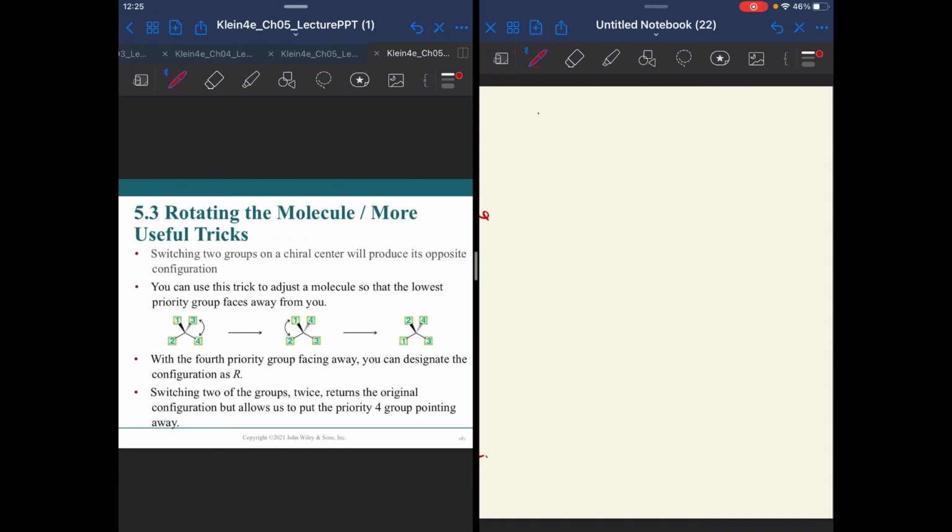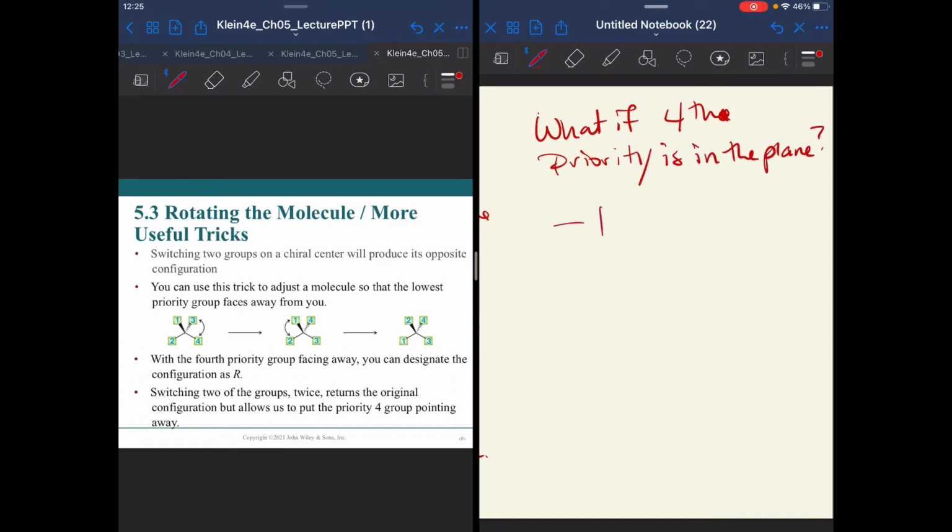But the problem can happen. What if the fourth priority is in the plane? Oh, goodness, we having trouble spelling today. Priority is in the plane.